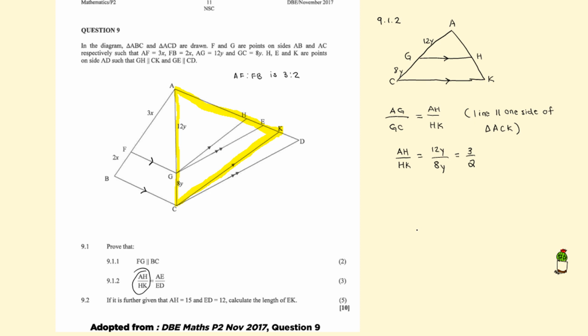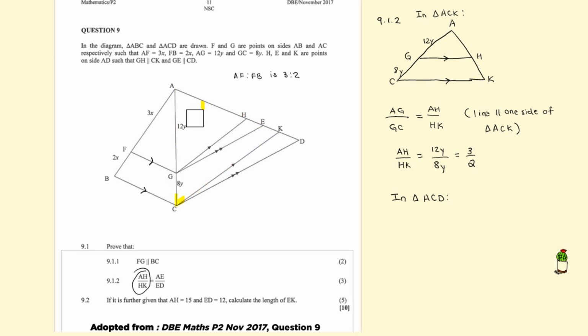So basically, you would have started this off as in triangle ACK. Then I'm going to say in triangle ACD this time. So now we're changing our triangle. We're now going to use the triangle that is formed by the parallel lines GE and CD. So this is this triangle ACD.